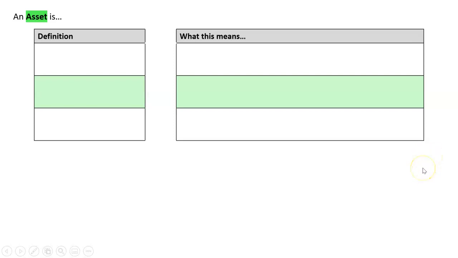So we need to know a real fancy definition. We could just say assets are the things that the business owns. And that would be true. Assets are what the business owns. But what we need for our course is this definition here.